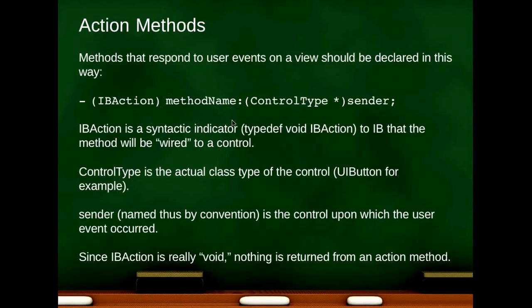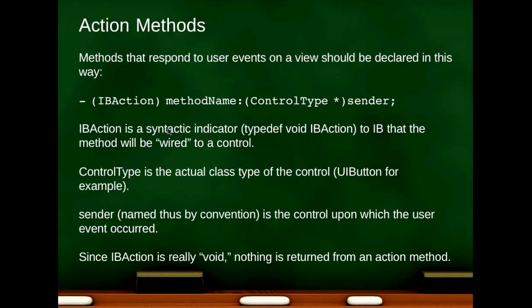And then of course we have the method name, and then we have one parameter that is the type of the control as a pointer. And then usually this word is sender. It can be anything, it is the name of the parameter. But by convention, we use the word sender. It just makes things easier because sender means the thing that sent the message.